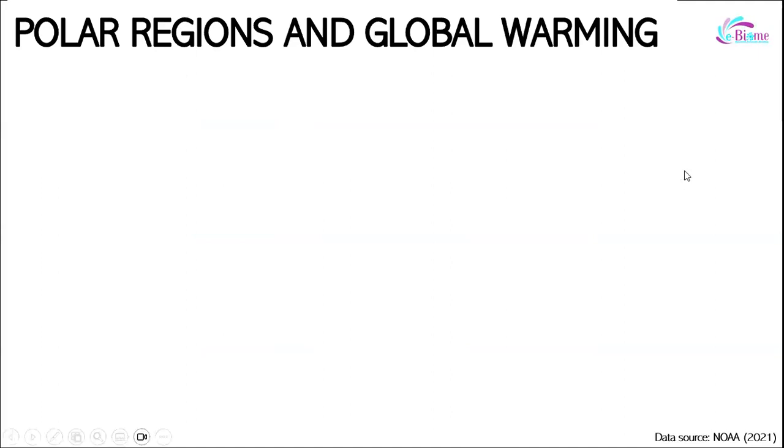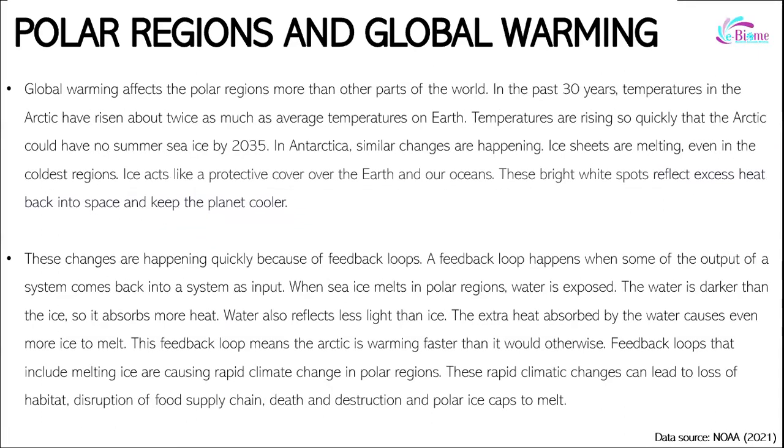Let's talk about polar regions. Global warming affects the polar regions more than other parts of the world. In the past 30 years, temperatures in the Arctic have risen about twice as much as the average temperatures on Earth. Temperatures are rising so quickly that the Arctic could have no summer sea ice by 2035. In Antarctica, similar changes are happening. Ice sheets are melting, even in the coldest regions. Ice acts as a protective cover over the Earth and our oceans. These bright white spots reflect excess heat back into space and keep the planet cooler.